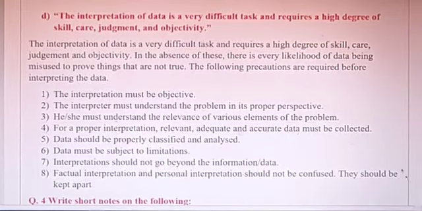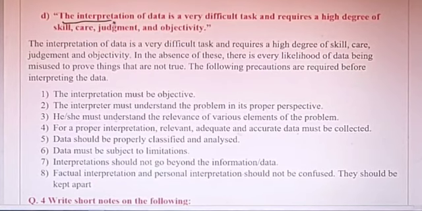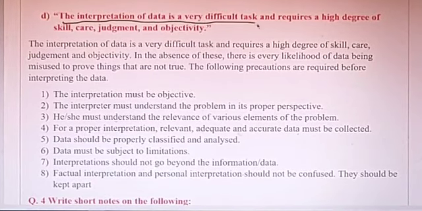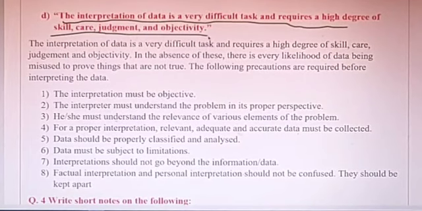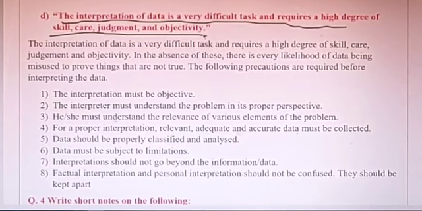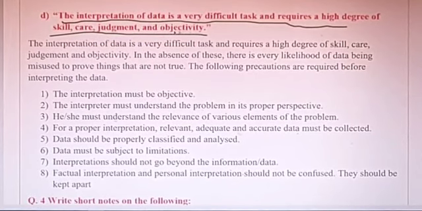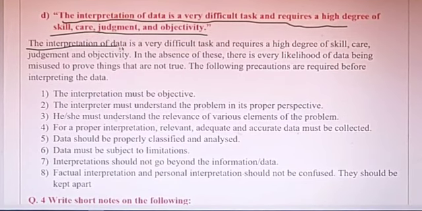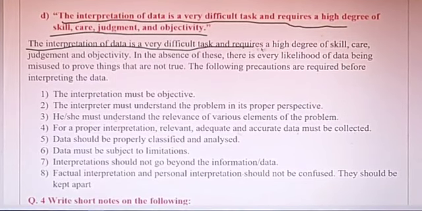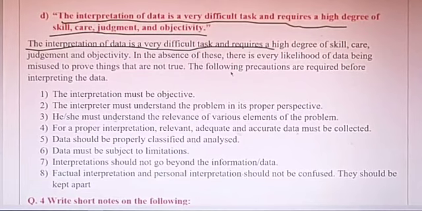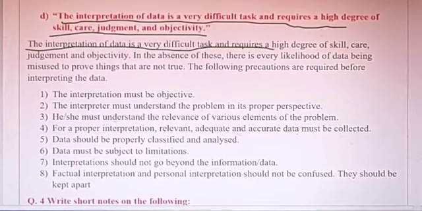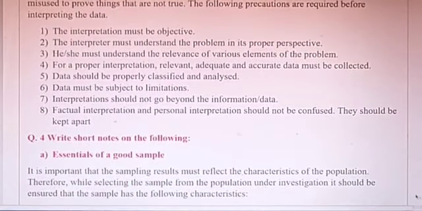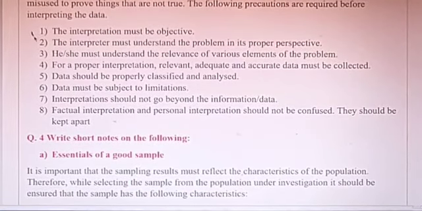Okay, the last comment is on interpretation. The interpretation of data is a very difficult task and requires a high degree of skill, care, judgment and objectivity. Comment on this. First of all, you should write about the meaning of interpretation. What is interpretation? Interpretation of data is definitely a very difficult task, and interpretation means it is a sort of presentation of data, and it should be objective.